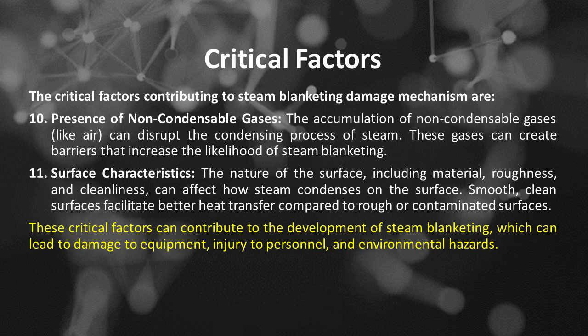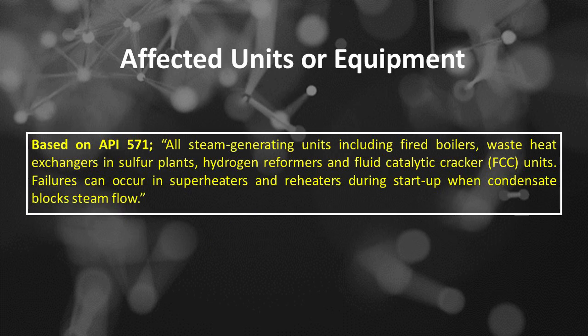These critical factors can contribute to the development of steam blanketing, which can lead to damage to equipment, injury to personnel, and environmental hazards. Steam blanketing affected units or equipment based on API 571. All steam-generating units including fired boilers, waste heat exchangers in sulfur plants, hydrogen reformers, and fluid catalytic cracker, or FCC, units. Failures can occur in superheaters and reheaters during startup when condensate blocks steam flow.